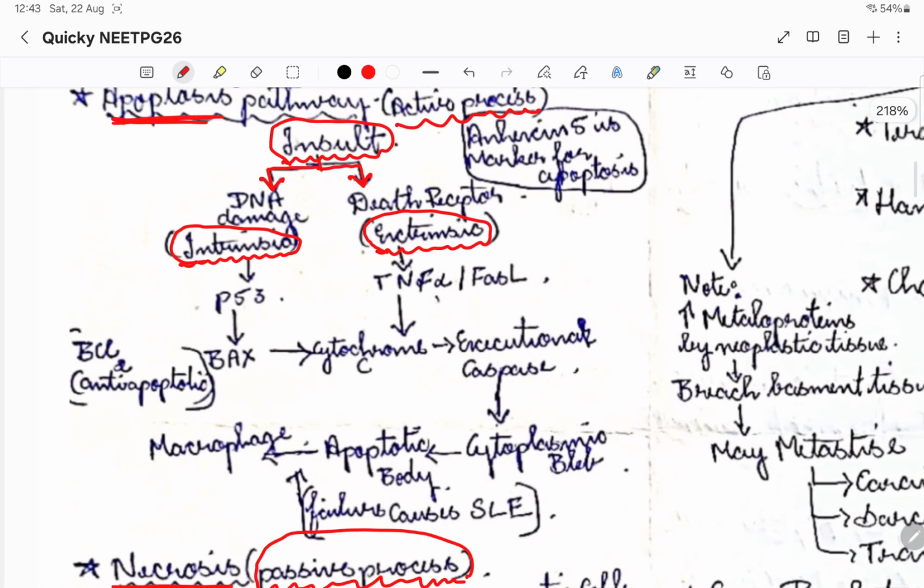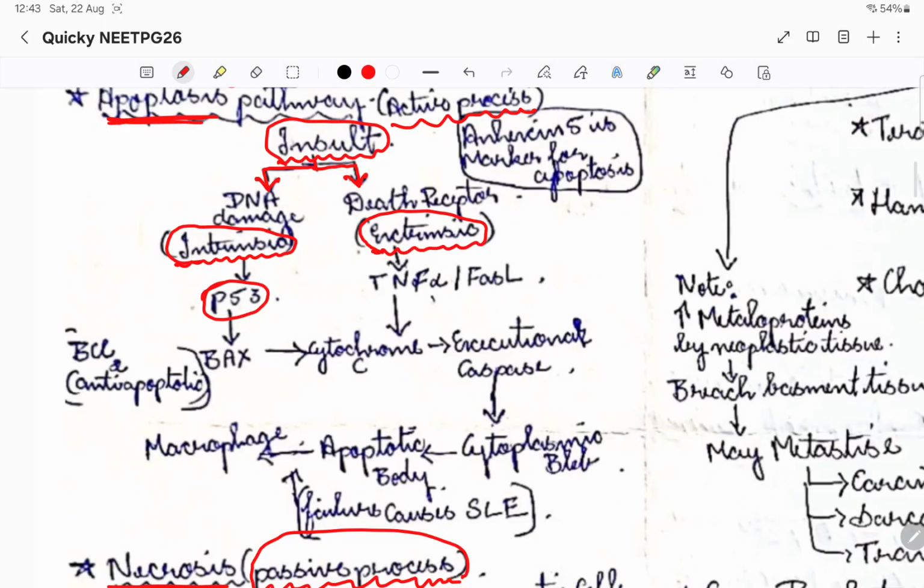In the intrinsic pathway, the P53 gene is what maintains this, whereas in the extrinsic or death receptor pathway, it is TNF alpha and FAS-L that give the cell the information to undergo death.